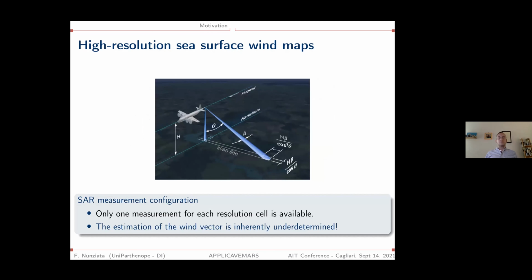Yes, in principle, it's possible because it's a radar. But if you look at SAR basics, you may easily find that the problem is that SAR is not inherently designed to estimate the wind vector. It's only able to provide one measurement for each resolution cell. This means that the estimation of the wind vectors is inherently an underdetermined problem. So you need external information if you want to estimate the wind vector.